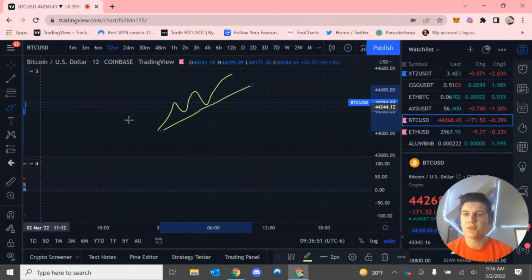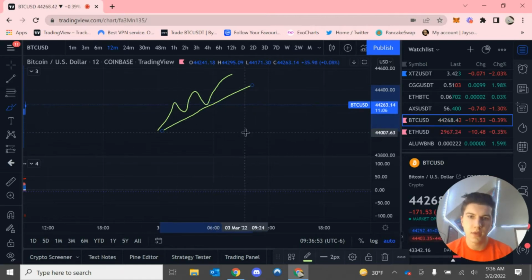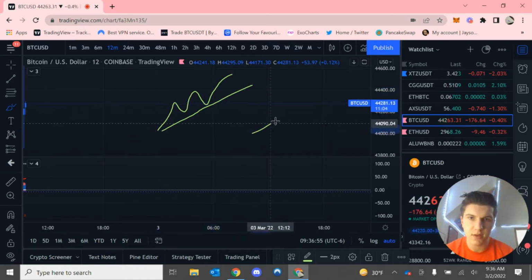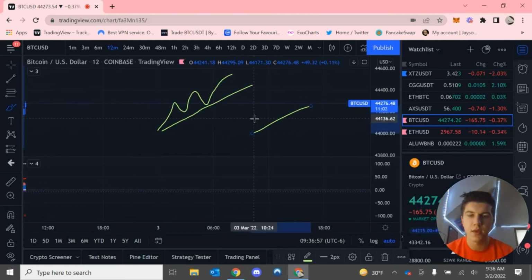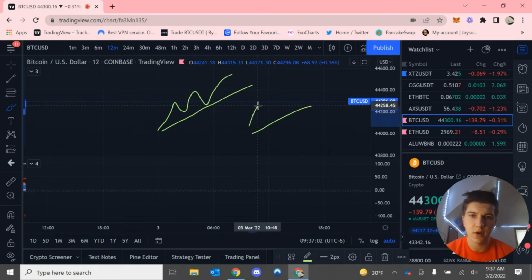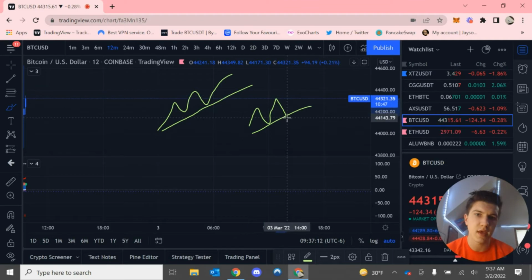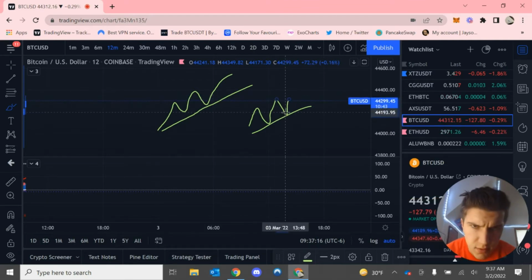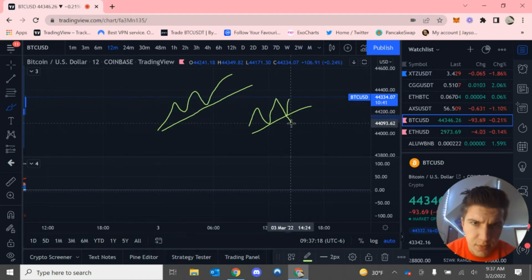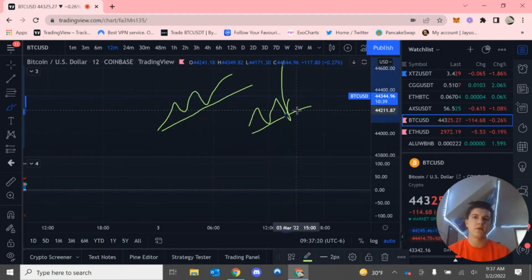A swing failure pattern is when we have price making higher highs, moving in a certain trend. So it'll go up, down, up, make a higher high. And then the swing failure pattern will happen when price makes that lower low and goes below that trend line. Let me draw that a little bit better. And then it will quickly wick up.